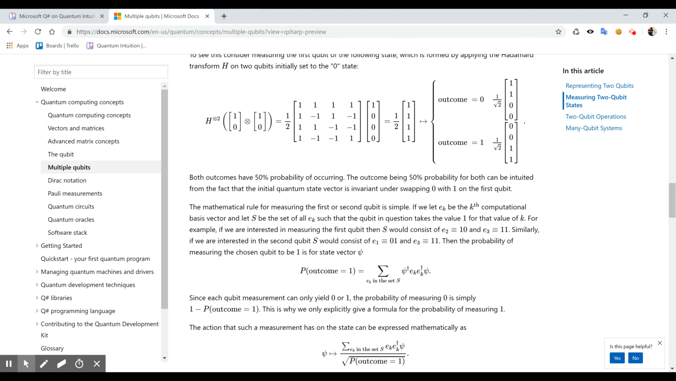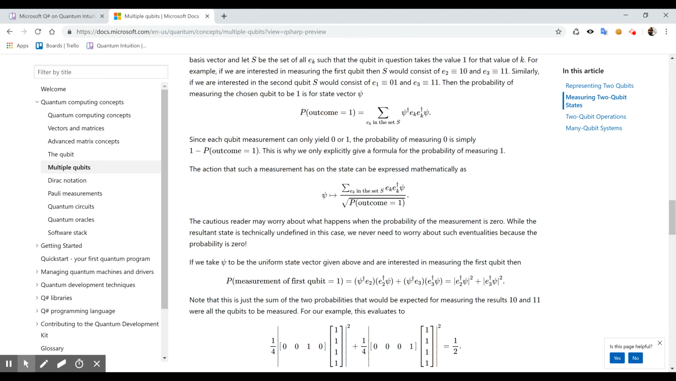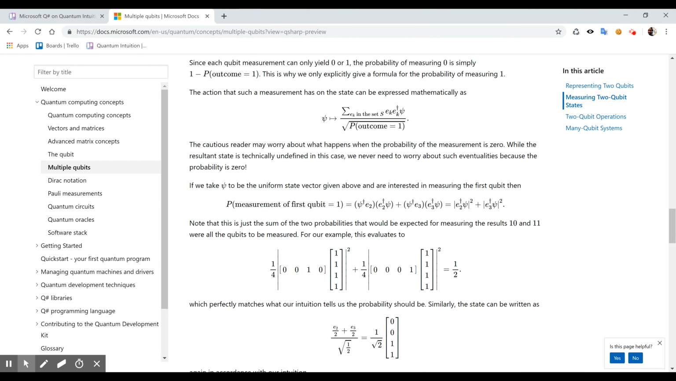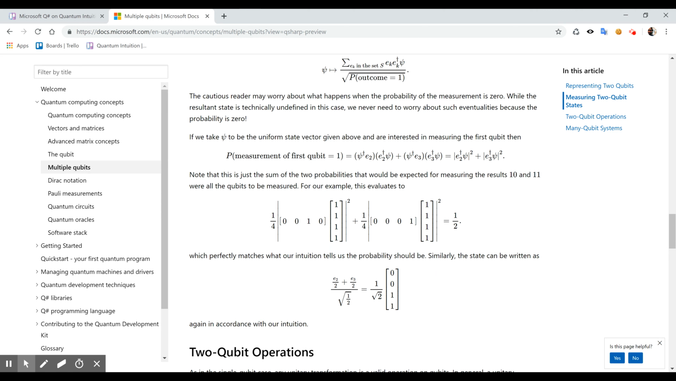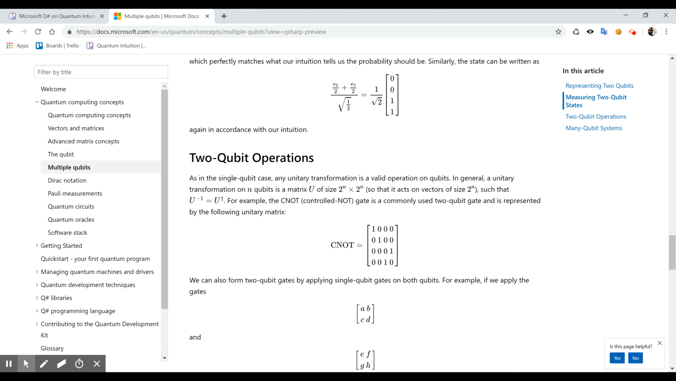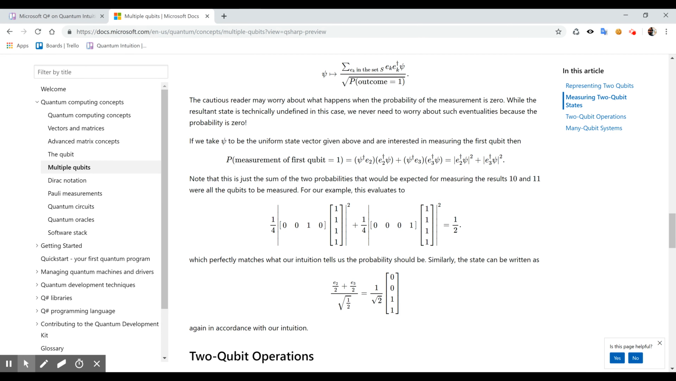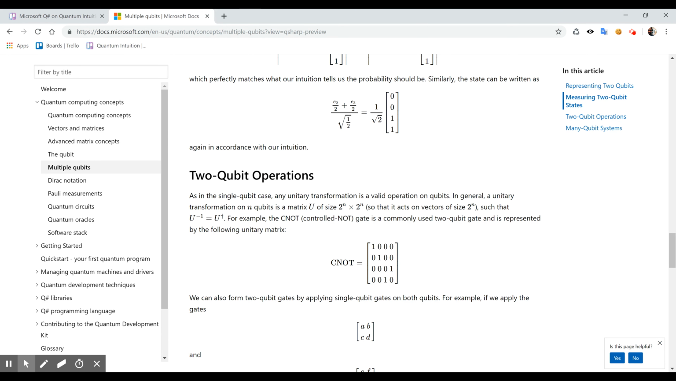I'm skipping the mathematical rules. I guess maybe I shouldn't be doing that, but it's just too time consuming, and I'm going to trust the mathematicians and physicists behind that. Oh wait a second, it seems like they do something here. It's just a sum of two probabilities. Matches our intuition of what the probability should be. Similarly, the state can be written as this and this.